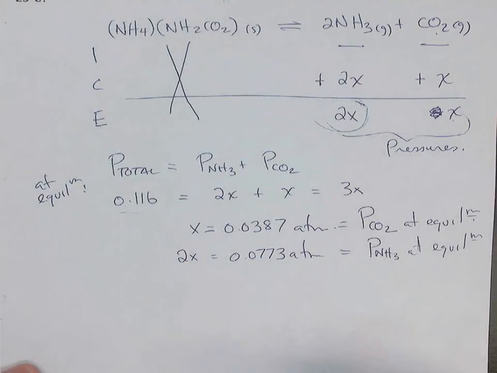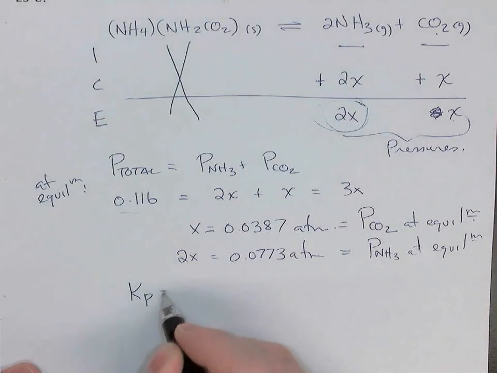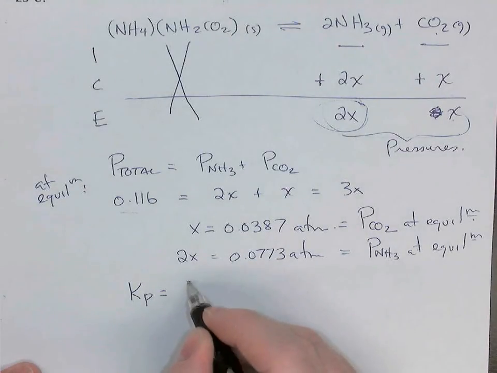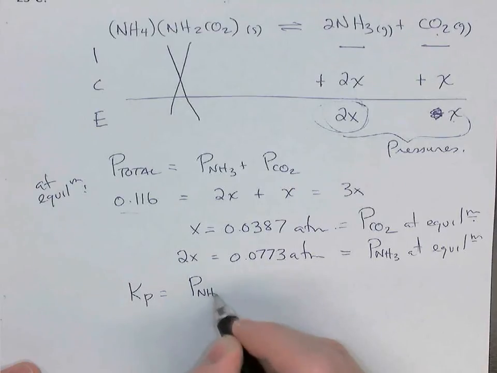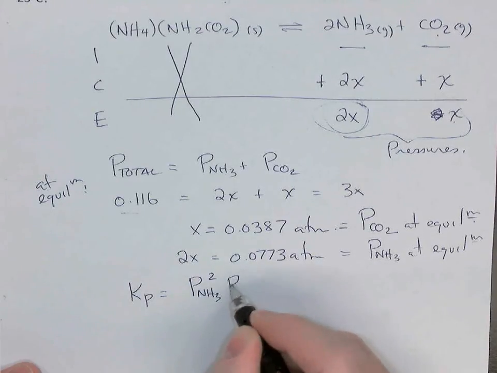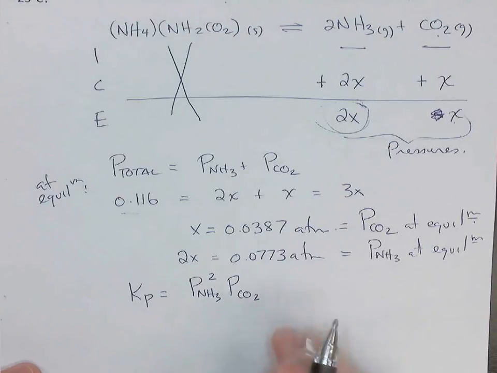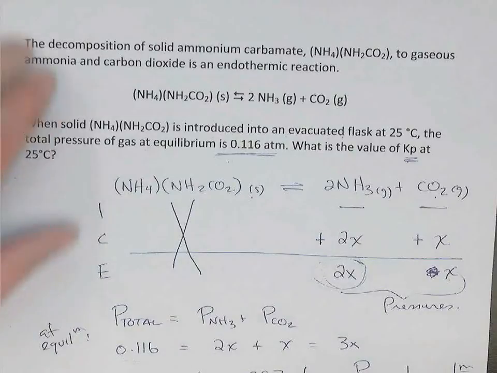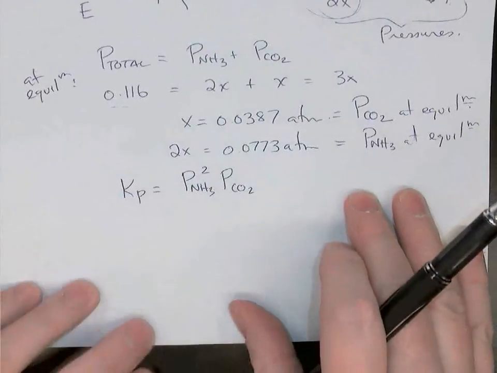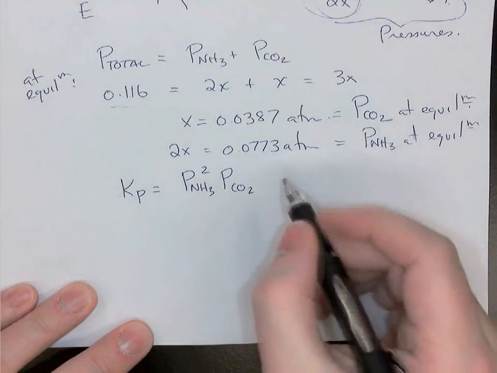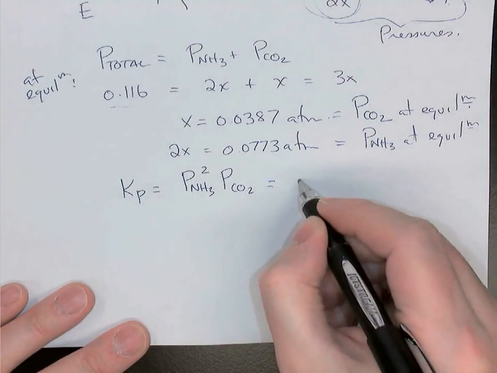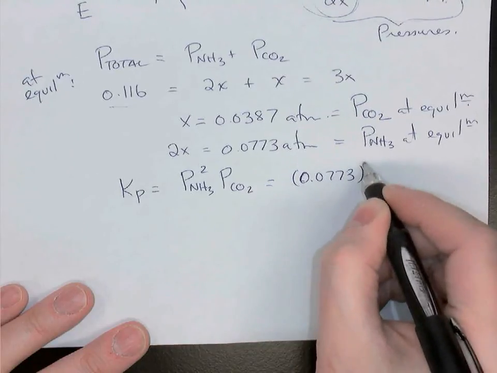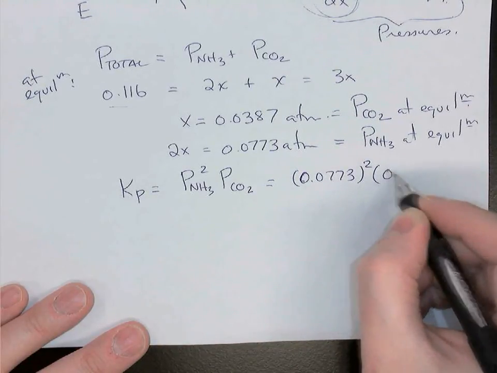Now we want to go find Kp. Well, Kp can be calculated because we now know the pressures of everything at equilibrium. The Kp expression would be the pressure of ammonia squared times the pressure of CO2. We don't need to worry about the ammonium carbamate because it's a solid. It doesn't actually show up in the equilibrium expression, so there is no denominator in this question. So it equals the pressure of ammonia, 0.0773 squared times the pressure of CO2.